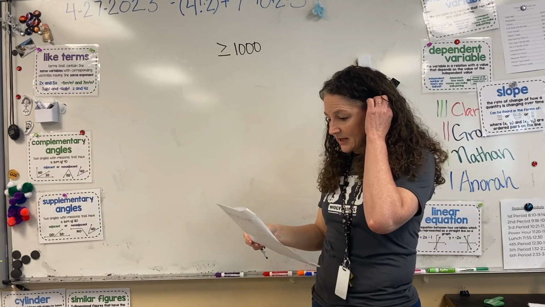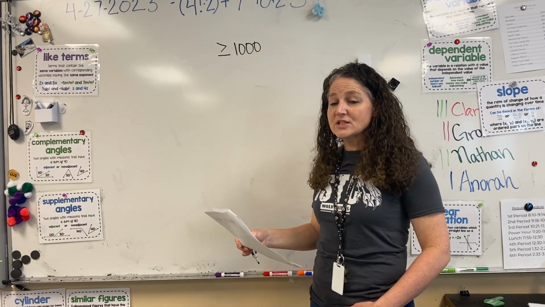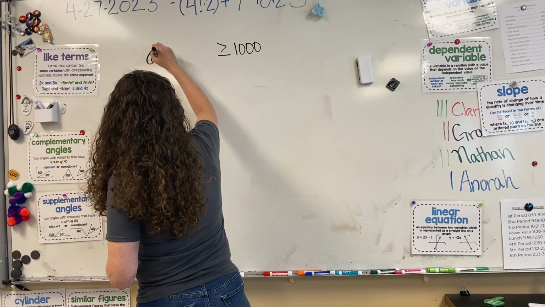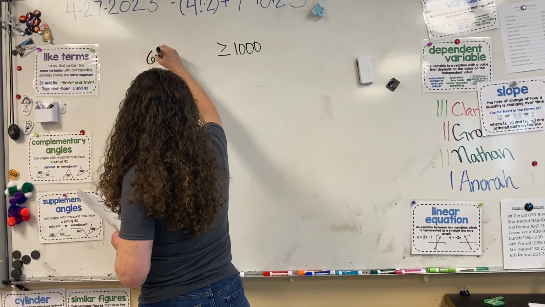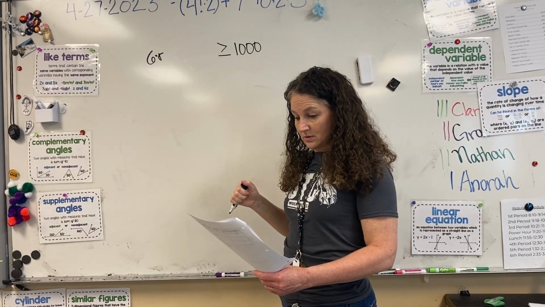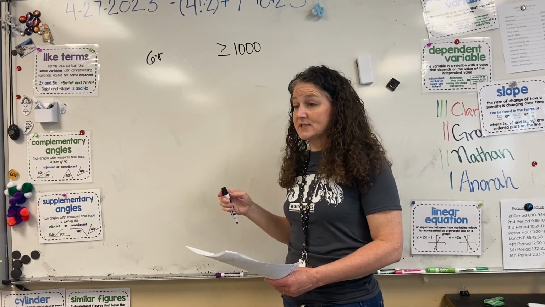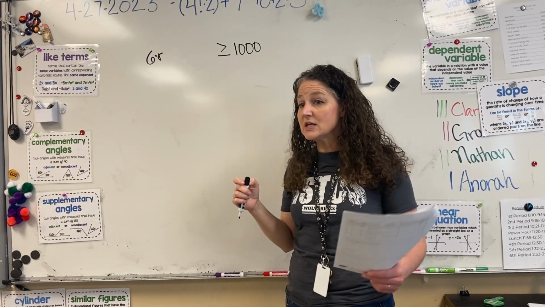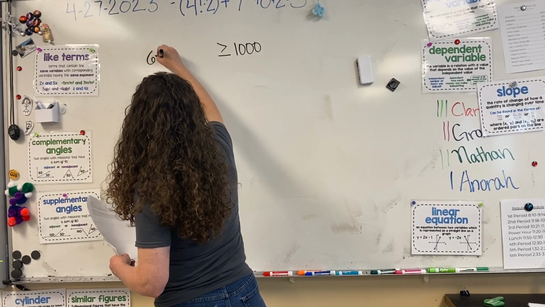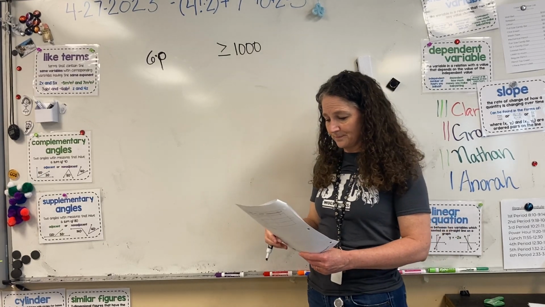Now, how do we make money? The people riding. $6 a ride. So we're going to have $6 times the number of rides, or the number of people. Could we just put 6x? You can put 6x, 6r, 6p, or whatever letter you want. I'm going to do P for people because it says how many people.